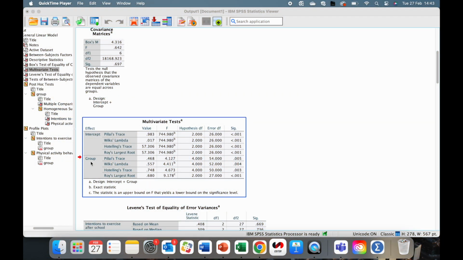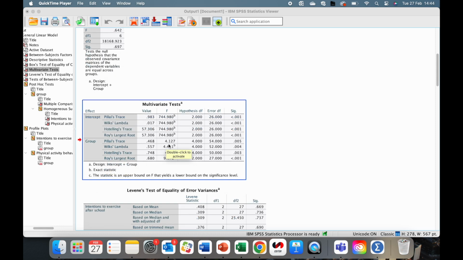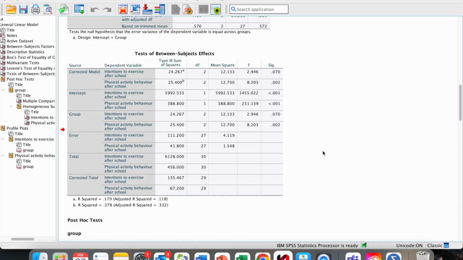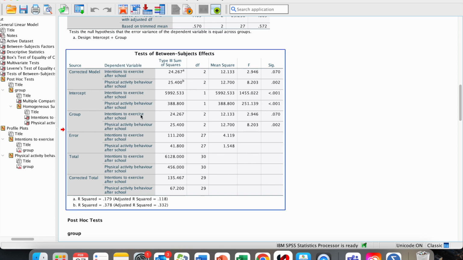Next, we'll be looking at the multivariate test table. We have previously identified that we'll be using Pillai's trace. We can conclude that the F value for Pillai's trace is significant. This indicates that there is an overall difference in the combined collective dependent variables across the groups. We write it Pillai's trace equals 0.468, F(4, 54) equals 4.127, p equals 0.005.